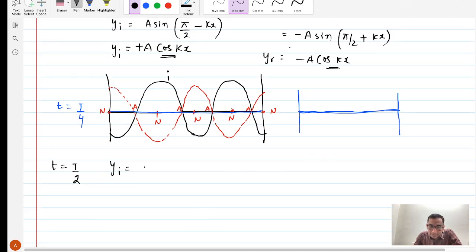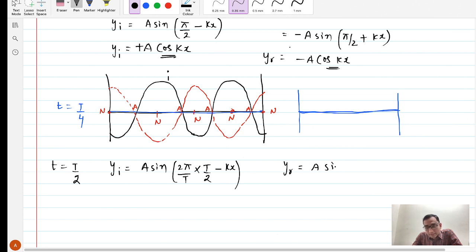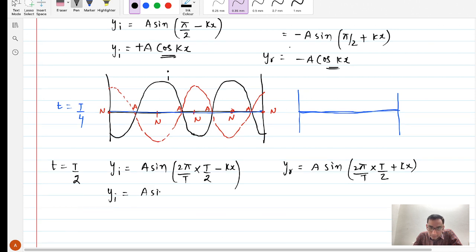So y_i is equal to A sine, this is omega, that is 2 pi by T, times T by 2 minus kx. Now the reflected wave is A sine 2 pi by T times T by 2 plus kx. So the incident wave becomes A sine, this 2 gets cancelled, T gets cancelled, so this is pi minus kx. Here the reflected wave, sorry I missed out the minus sign, this is minus A sine pi plus kx.